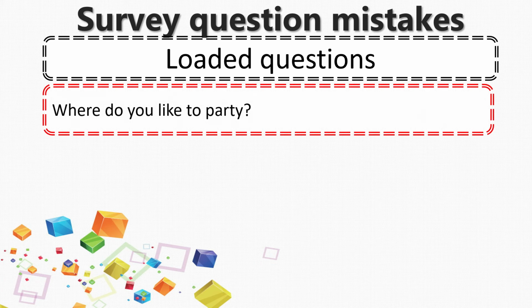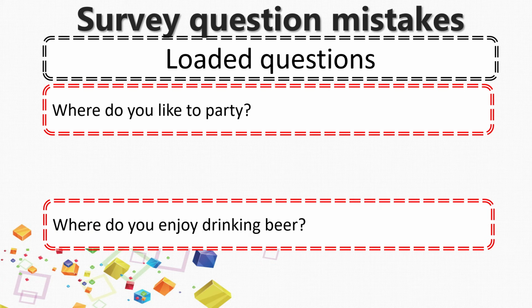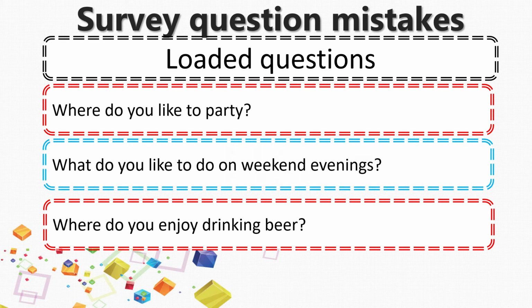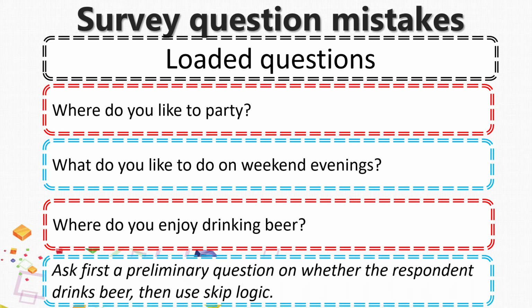Another might be loaded questions, like, where do you like to party? You are already assuming that the respondent likes to party. What if I don't like to party? Or where do you enjoy drinking beer? What if I don't enjoy drinking beer? What if I don't drink beer at all? So these are loaded questions. To correct this one, maybe you would like to ask, what do you like to do on weekend evenings? And then maybe you'll get to see answers like going to parties, or reading a book, or enjoying a movie. So it's not a loaded question anymore. Or instead of saying, where do you enjoy drinking beer, maybe you can ask a preliminary question on whether they drink beer.